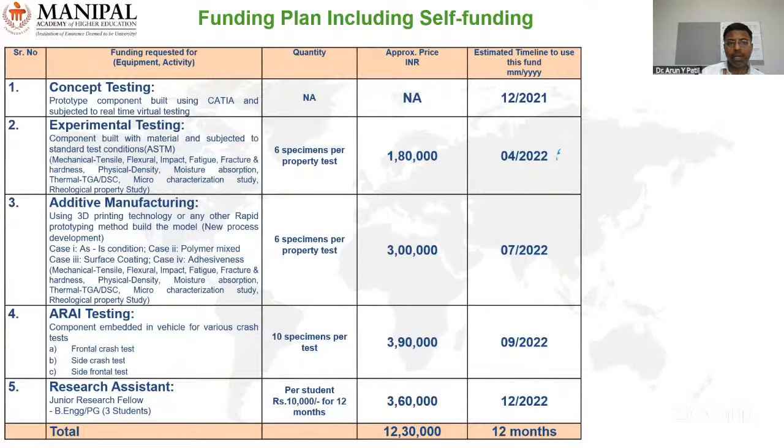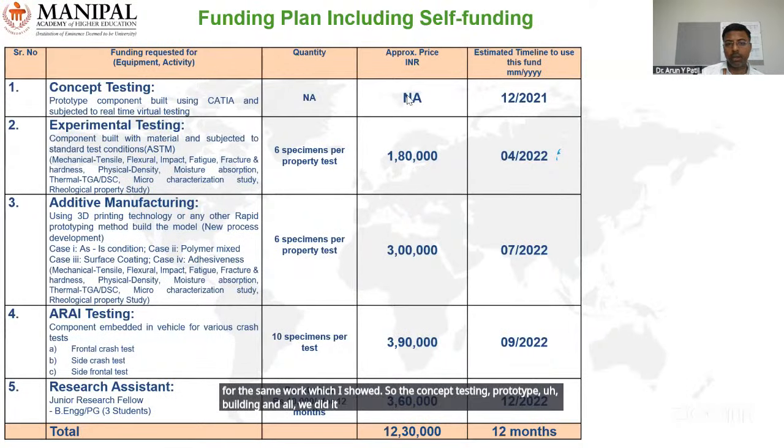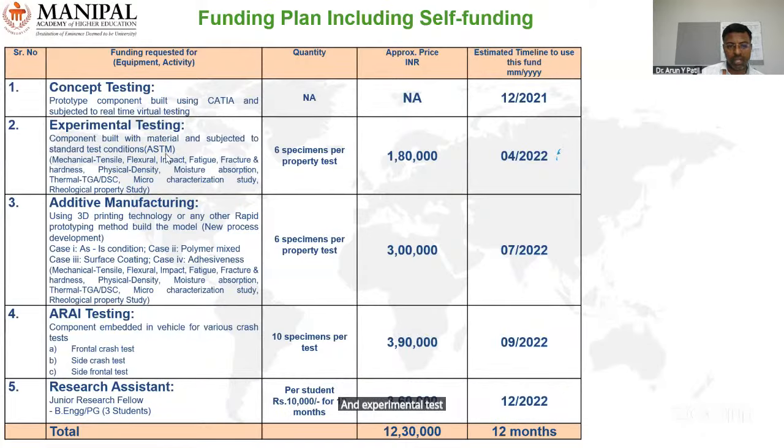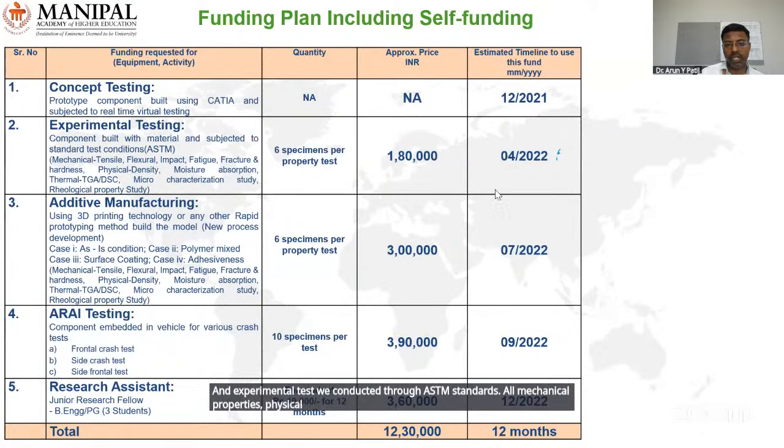So this is a typical funding which I personally proposed for the same work which I showed. The concept testing and prototype building, we did earlier. This was the base level, and the experimental tests we conducted through ASTM standards. All mechanical and physical properties we tested. So we quoted 1.8 lakh.